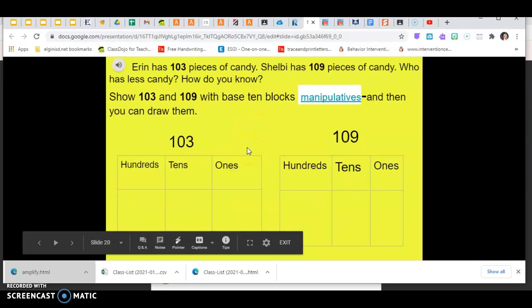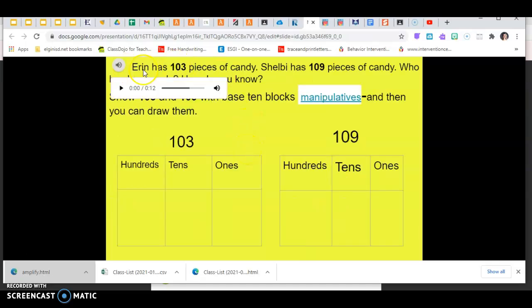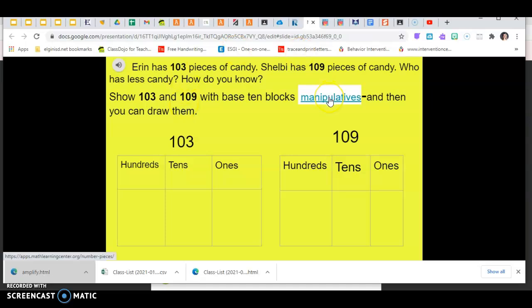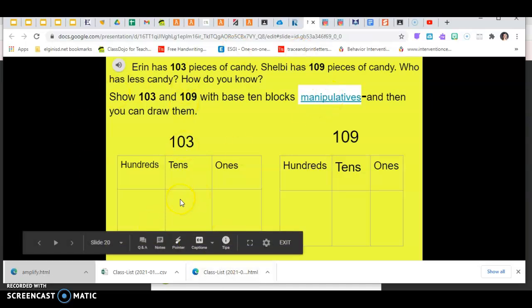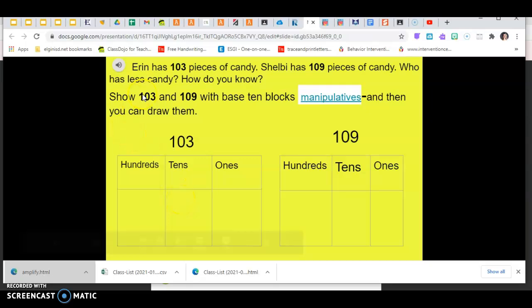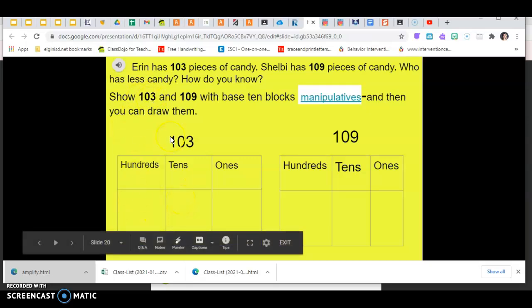Same thing with the next problem. You'll read the story problem, which says Aaron has 103 pieces of candy. Shelby has 109 pieces of candy. Who has less candy? How do you know? You're going to do the same thing with these two numbers, 103 and 109. You can go to the manipulatives page or you can draw them on the place value chart. You're going to draw the hundreds, the tens, and the ones for each number.